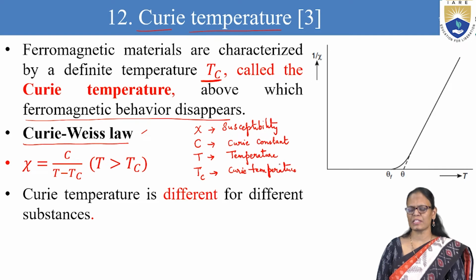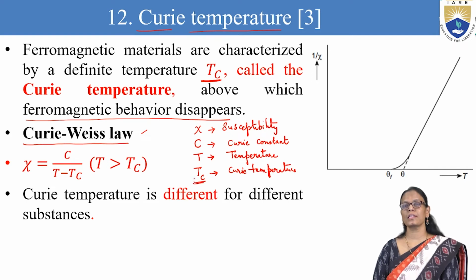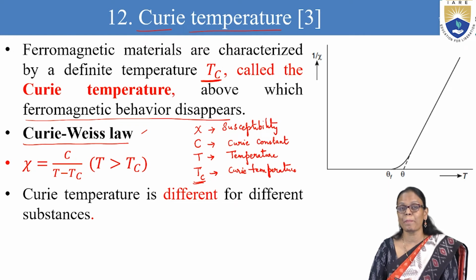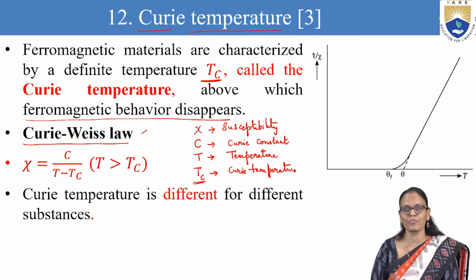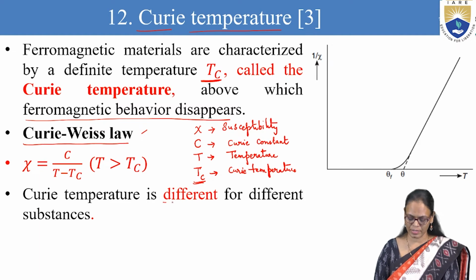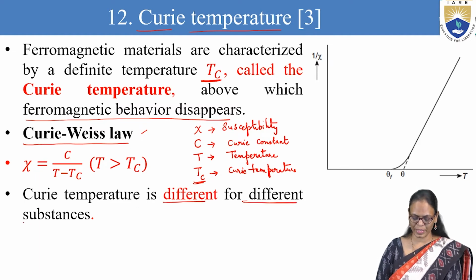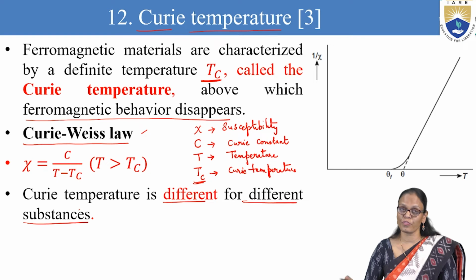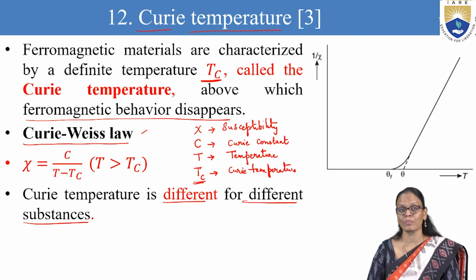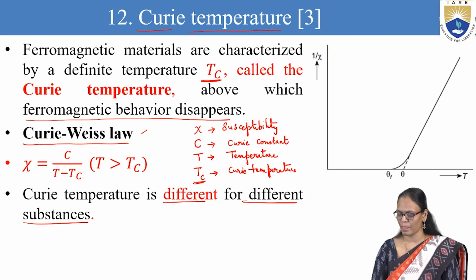Now, when we see this Curie temperature, it is not unique for all materials. It depends upon the type of material. It is different for different materials, so the Curie temperature is not a universal constant. For a given material, it is constant. But when the material varies, the Curie temperature varies.